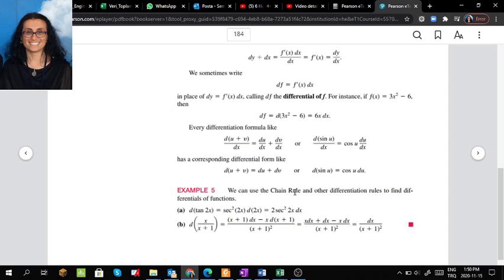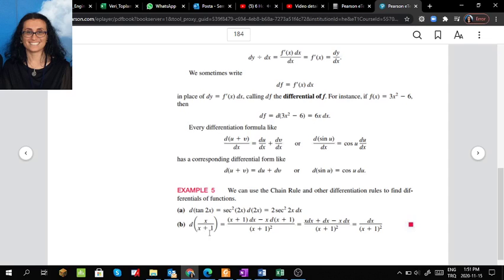Let's look at example 5. We can use the chain rule and other differentiation rules to find differentials of functions. For example, what's the differential of tangent 2x? Okay, we are going to use the chain rule here. This is the composition of tan and 2x. Take the derivative of tan, which is secant squared, and keep the inside function, times the differential of the inside function, which is 2 times dx. Okay, here we don't just say 1, we say 2 times dx. Everything is in terms of differentials.